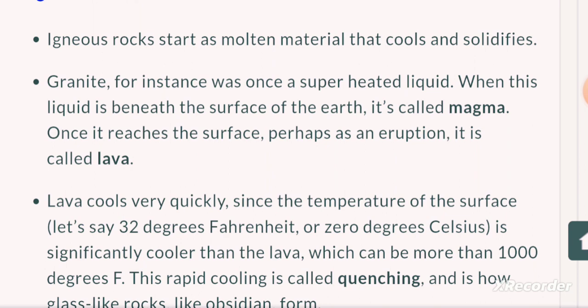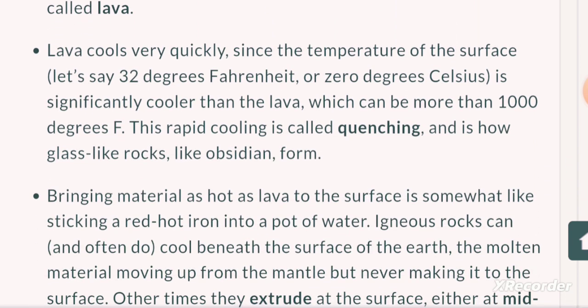When this liquid is beneath the surface of the earth, it is called magma. Once it reaches the surface, perhaps as an eruption, it is called lava. Lava cools very quickly since the temperature at the surface, here I mentioned 32 degrees, is significantly cooler than the lava, which can be more than 1000 degrees. This rapid cooling is called quenching, and is how glass-like rocks like obsidian form.